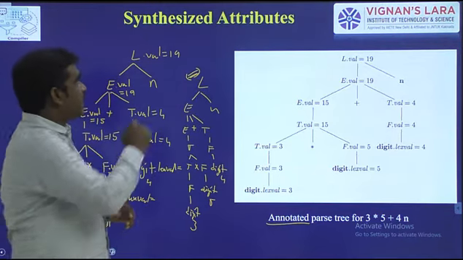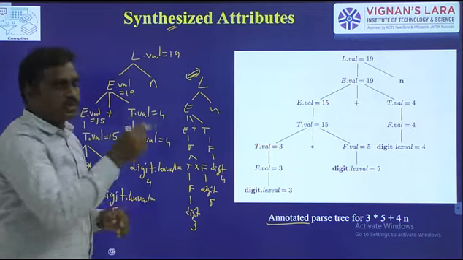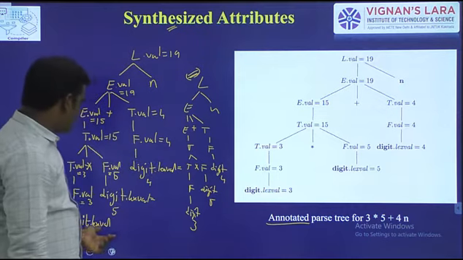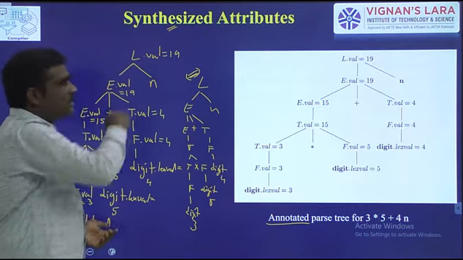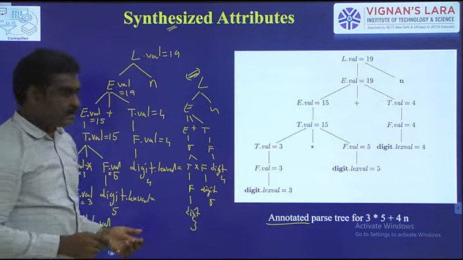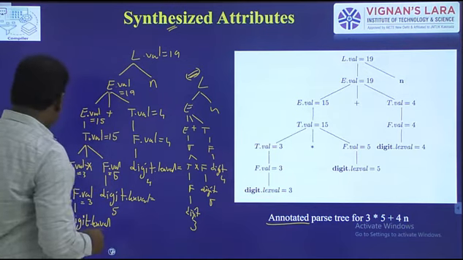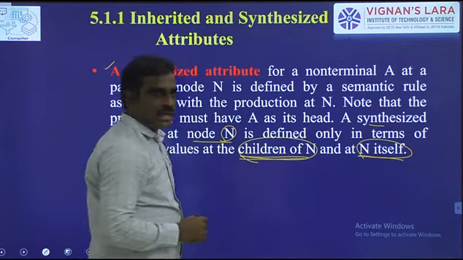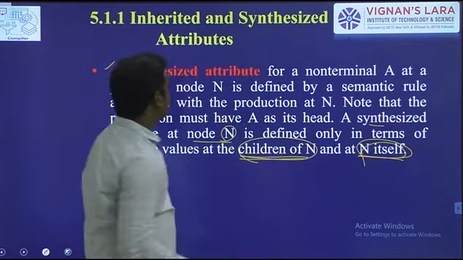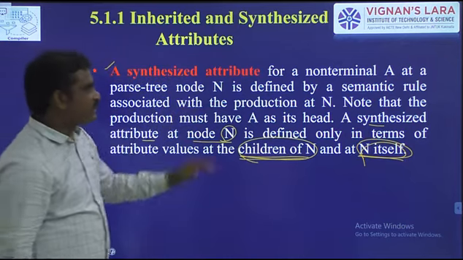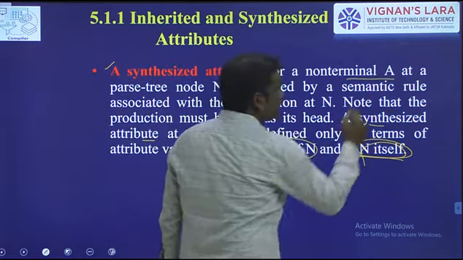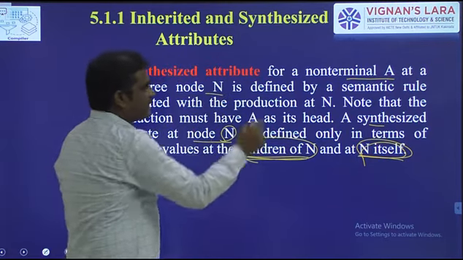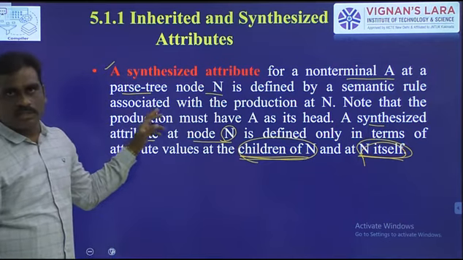But the synthesized attribute, how to construct it, is a bottom-up approach. It starts with the leaf node and moves towards the starting symbol of the grammar. In this approach, we are concentrating on only 2 points: one is the children nodes, and second one is the node N itself. The synthesized attribute means, for a non-terminal A at a parse tree node N, it is defined by a semantic rule associated with the production at N.